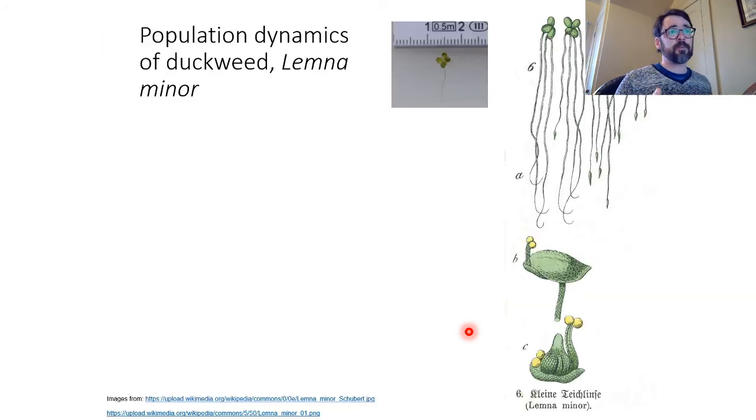So what we're going to do now is look at the population dynamics of the smallest angiosperm in the world, duckweed, which is Lemna minor. It makes the smallest flowers. They're adorable, teeny tiny little flowers. It has basically a leaf that's called a thallus, and it has these roots that hang down. And here's a picture of one. They're very, very teeny tiny. They're like little tiny lily pads.